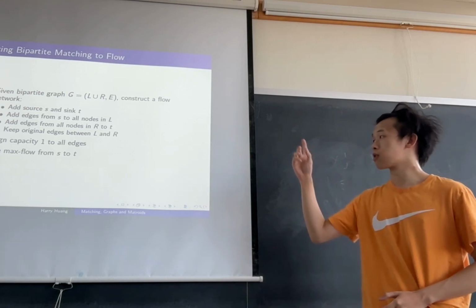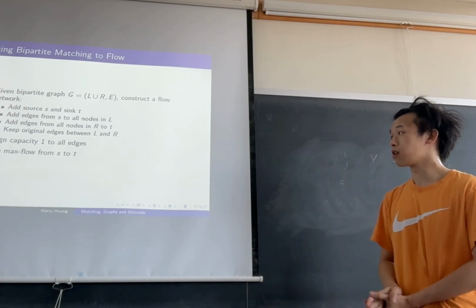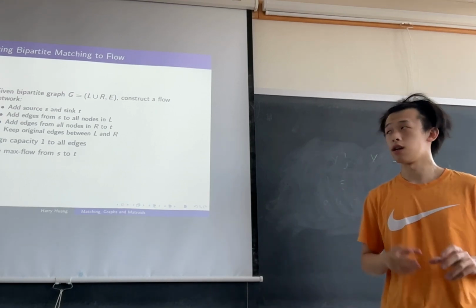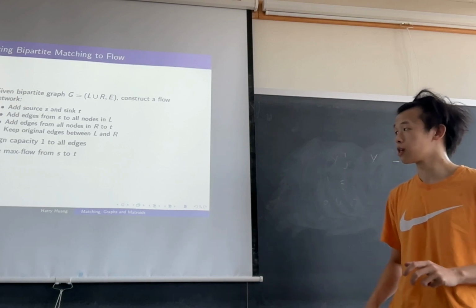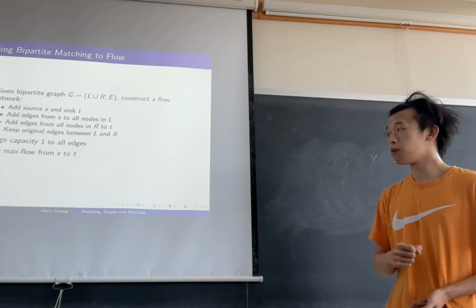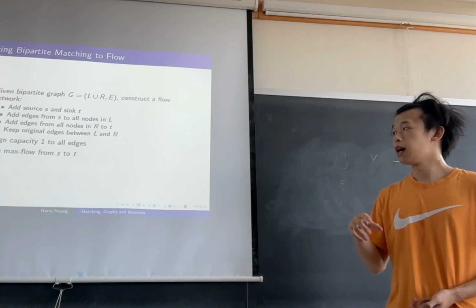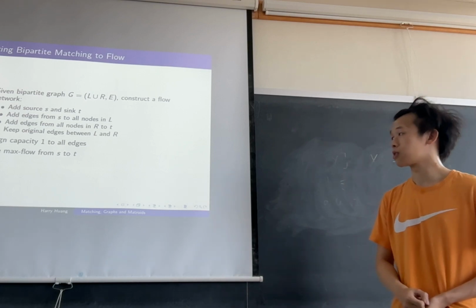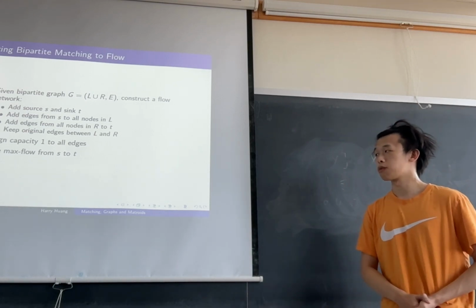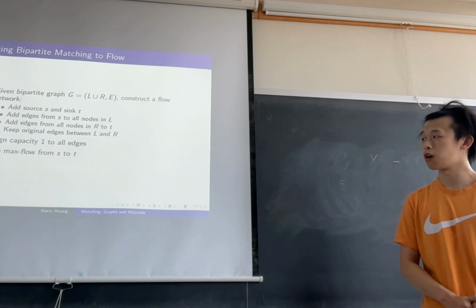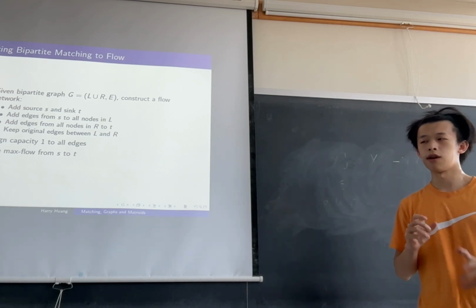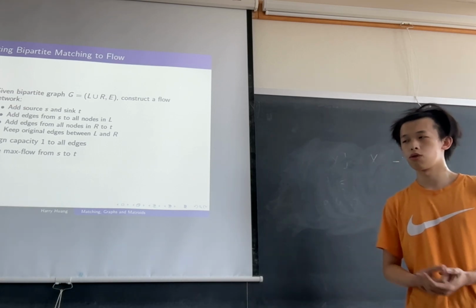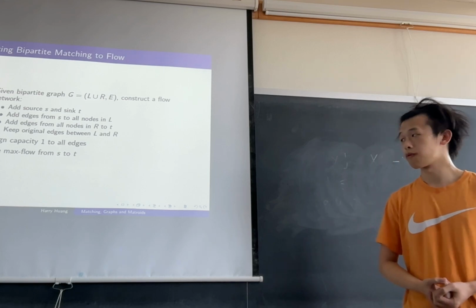If we are given a certain bipartite graph divided into a left part and a right part, we can make the following additions. First, we add a source node and a sink node. The sink node is just the destination node. Then we add edges from S to every node in the left part, and we also add edges from all nodes in the right part to the destination node, that is T. And we keep the original edges between L and R. Then we add a capacity to each edge to make it a legal flow network.